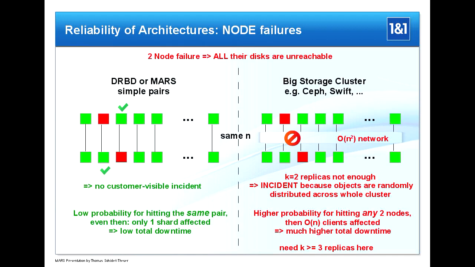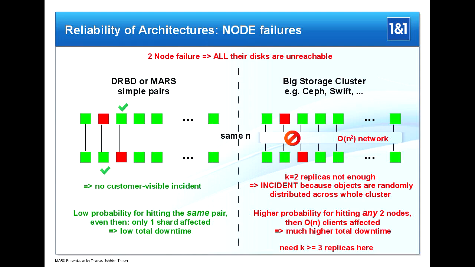I'm assuming here that I'm just looking at node failures, not at disk failures. Okay, red means that some node has failed, and I'm assuming that we have about 1,000 or more servers. In case of DRBD or of Mars, they are paired. And in case of Mars, there are even long distances between the upper row and the lower row. In case of DRBD, you typically will have a smaller distance in the same rack or the same room or in the same data center. In case of big storage clusters, they are all interconnected by the storage network. Okay. And for comparison, I assume that you have the same number of nodes here in total.